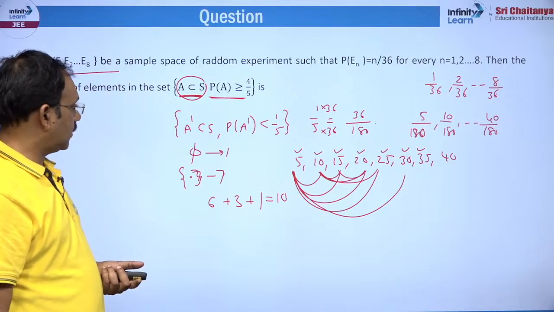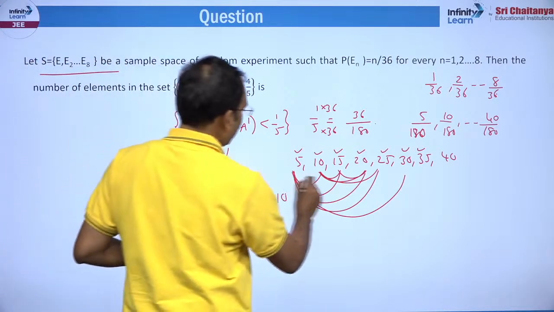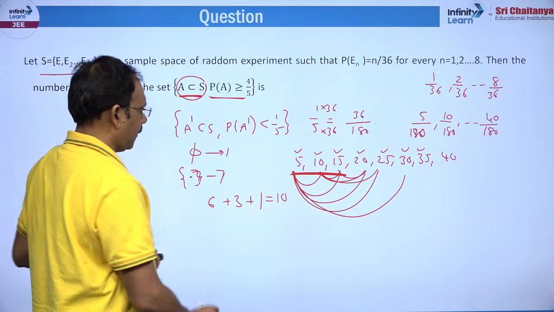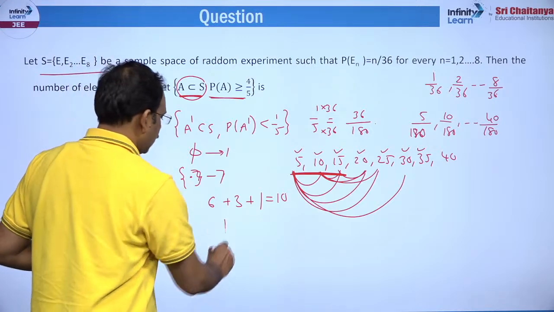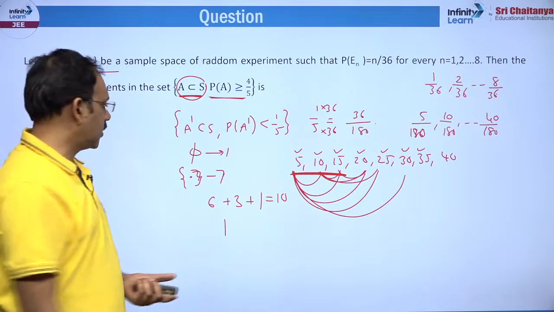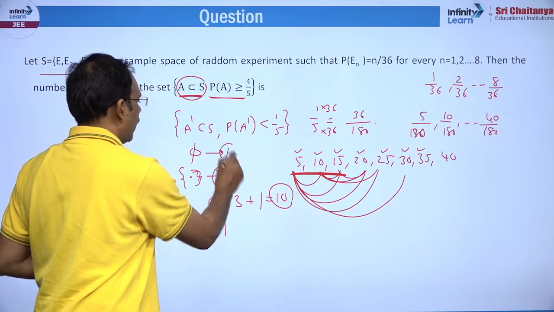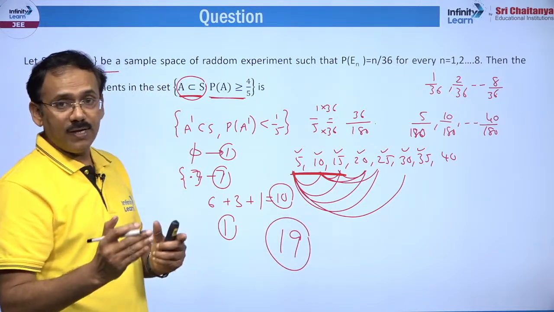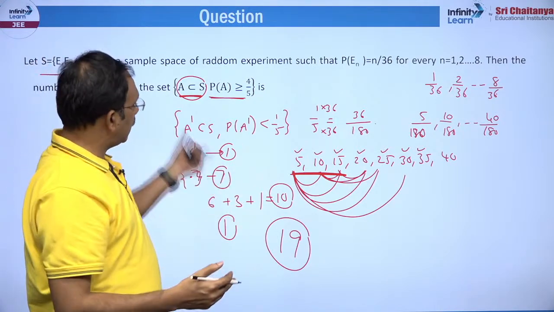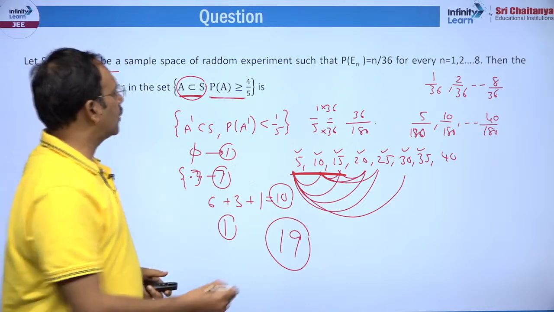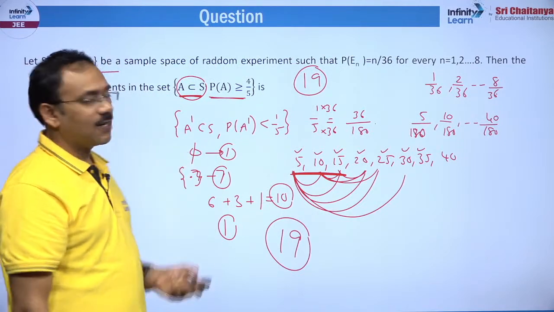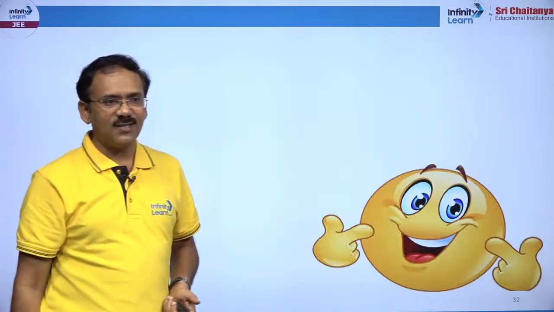Next, 3-element combinations: you can take like 5, 10, 15, which gives 35. So, that is one more combination. 4-element combinations are not possible. Altogether 10, 7, 1, 1, that is 19 are possible where the probability is less than 4 by 5. So, their complements will be here. So, totally there will be 19 such subsets which have probability greater than or equal to 4 by 5. Right dear students, that is all about this particular question paper.